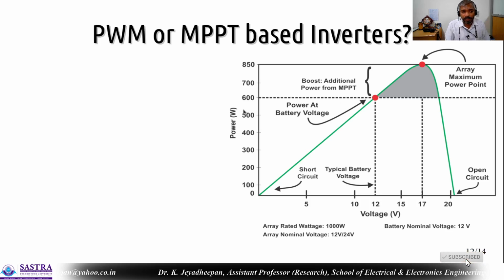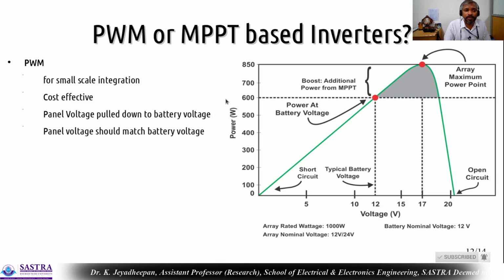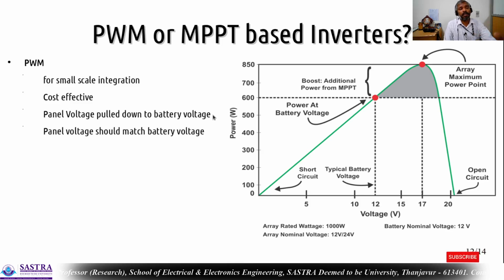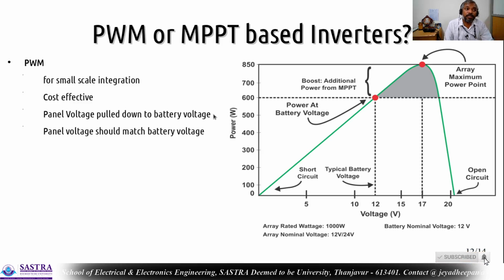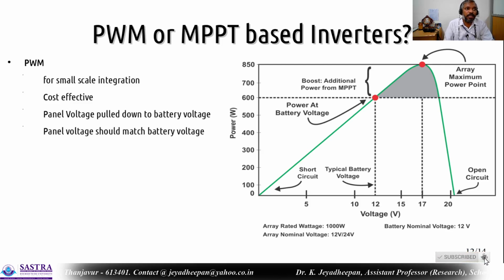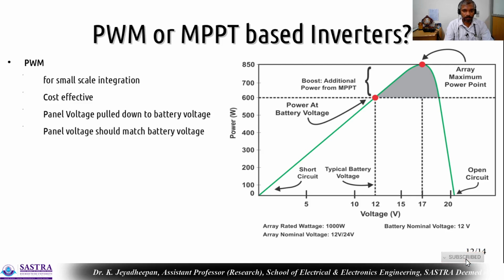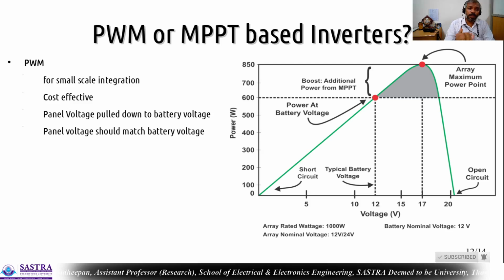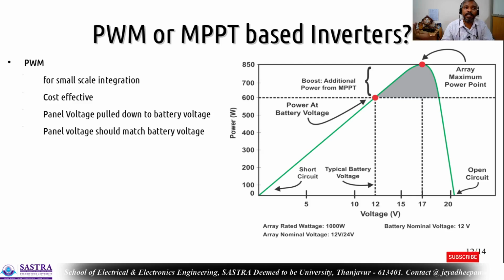Because here in your PWM inverters, the panel voltage should be pulled down to the battery voltage. For example, your solar inverters are going to have only one battery, meaning the battery voltage is 12 volt, right? So here, the panel voltage you can use is only in the range of 12 volt itself. For the 12 volt battery, you have to use only the 12 volt panel itself, right? So here the 12 volt panel will give you a maximum voltage of 17 volt, like that.